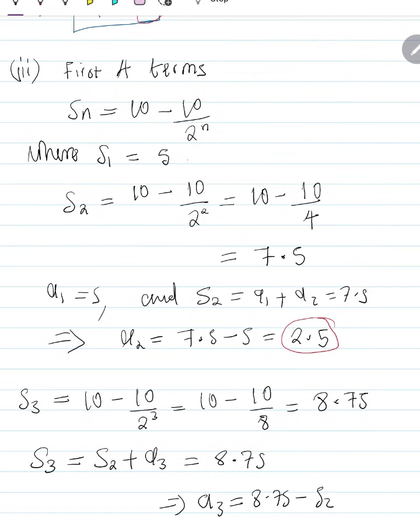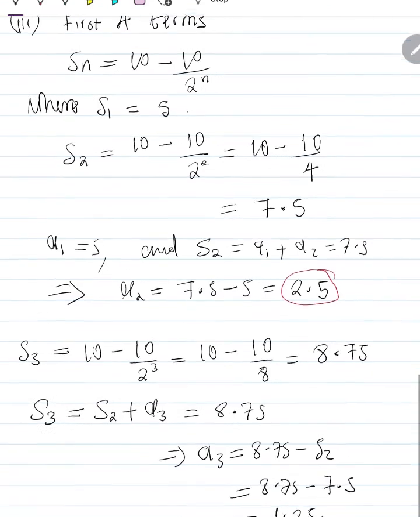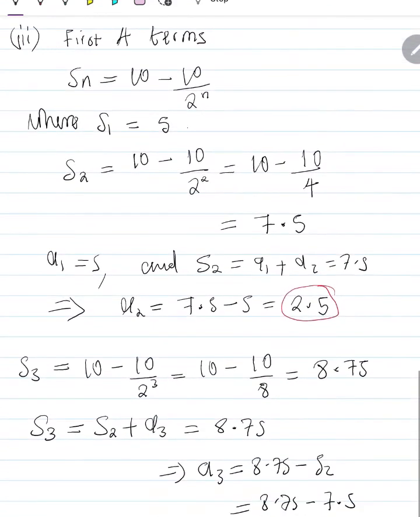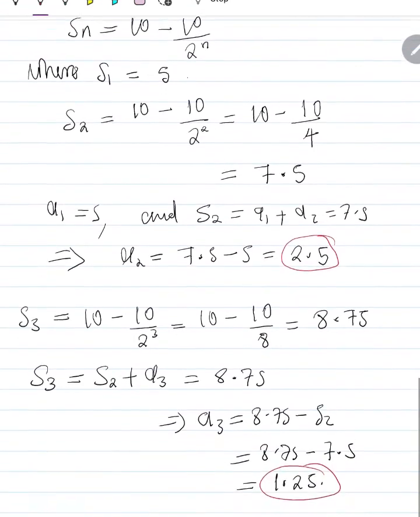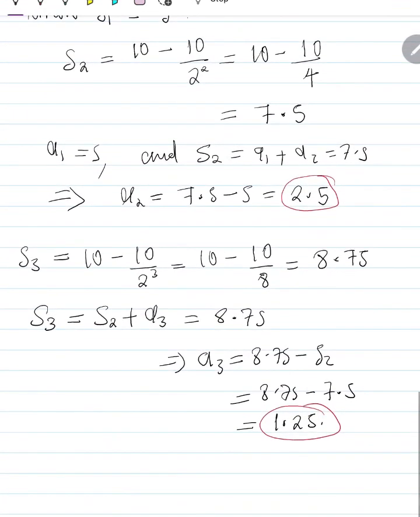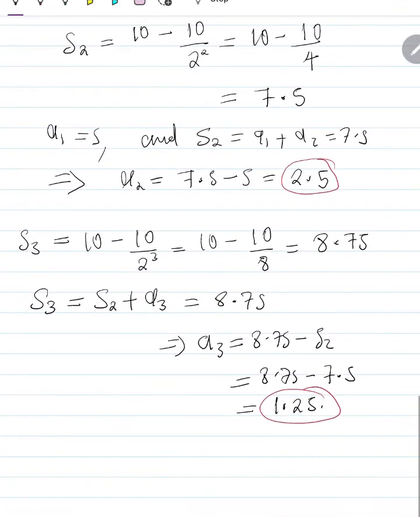Yes. Let's see. Oh yes, 75, which is 1.25. Okay. So this is our third term. So I will just circle it here like this, third term. So we do the same iteration. We compute S4.